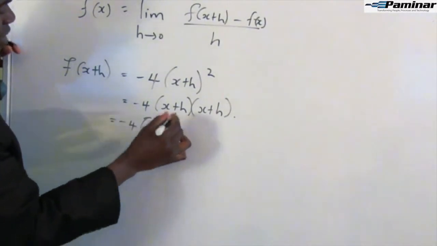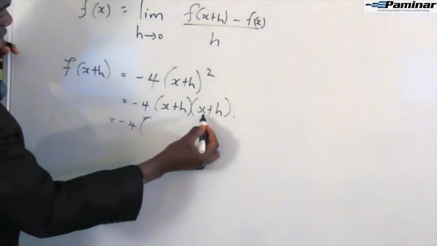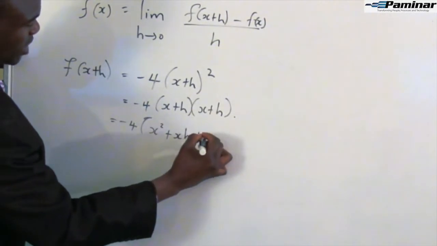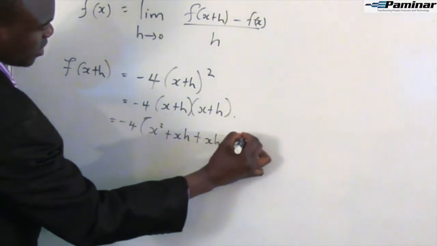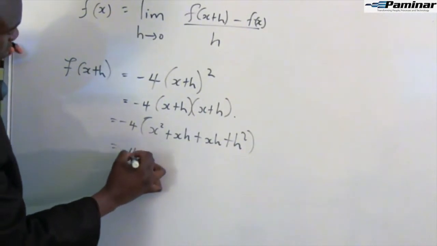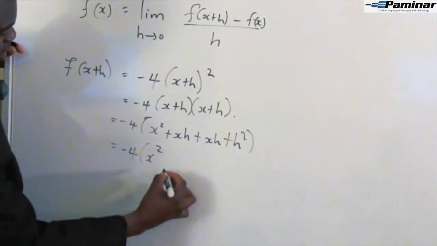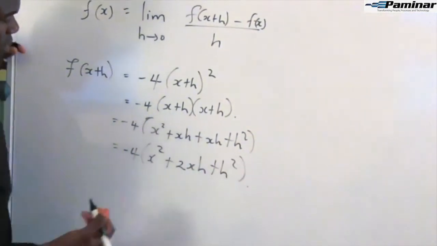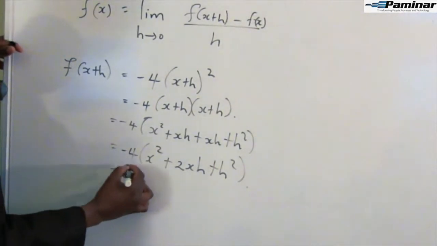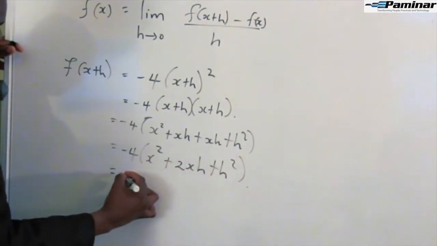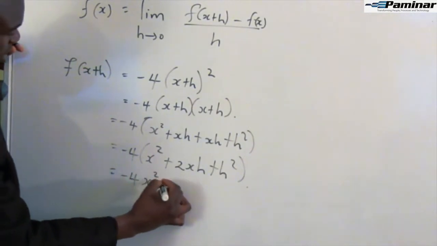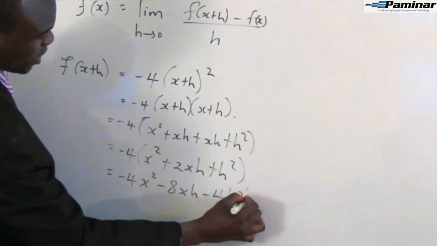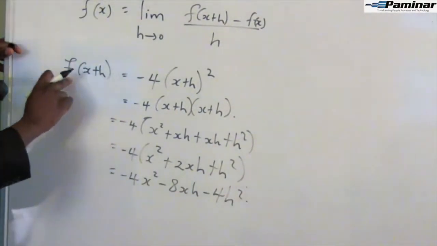Now we expand it: x squared plus xh plus xh plus h squared. Now minus 4 times x squared plus 2xh plus h squared. And then multiplying minus 4 inside, opening the bracket, we're going to get minus 4x squared minus 8xh minus 4h squared. So now we got f of x plus h.